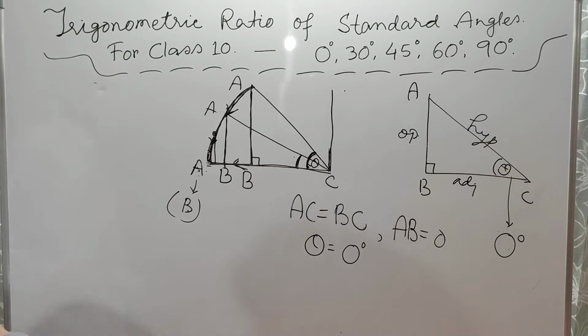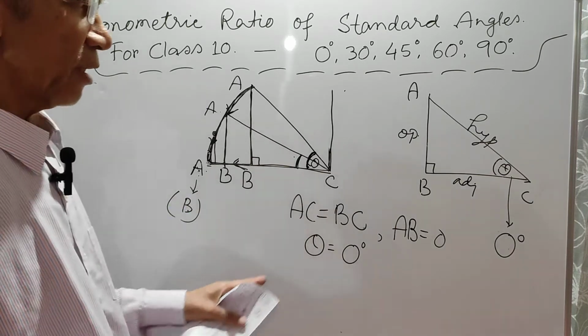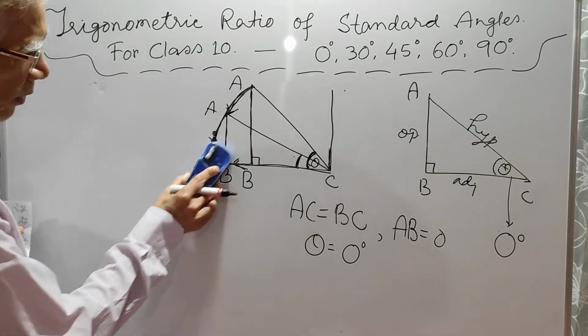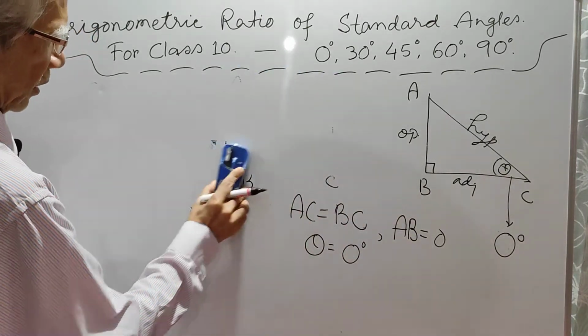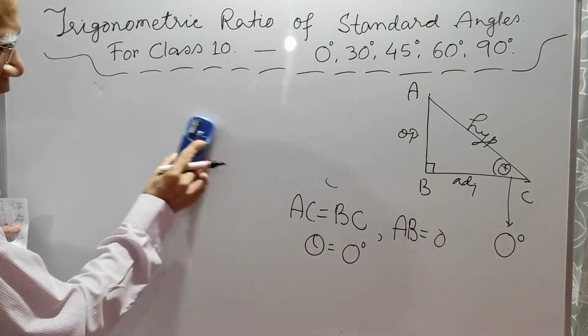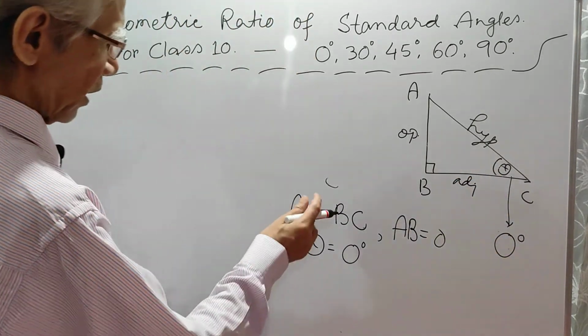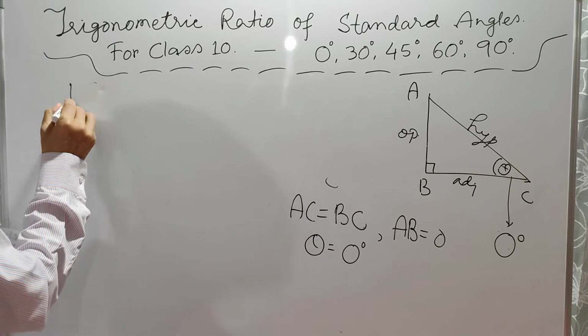Now this explanation, again I say, you don't have to do in the exam. You will simply write this thing. Let me write it. I hope it is clear. So this is how this theta angle has become 0 degree. Now what do we write?